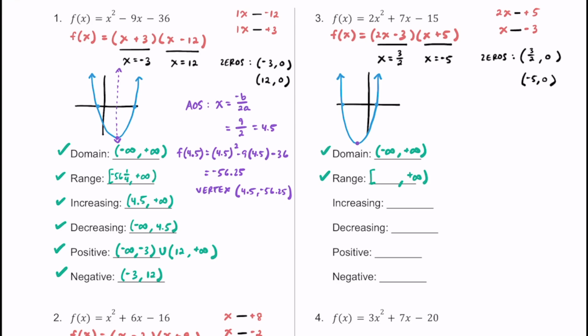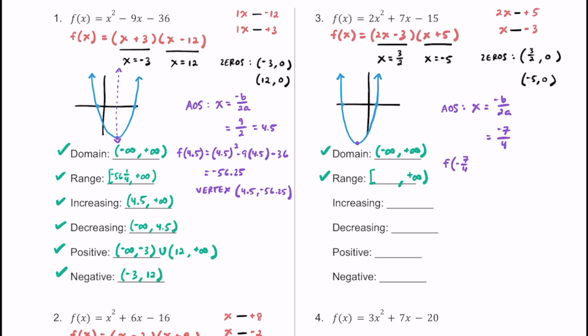Again, when we do that, we have to find out the AOS first. So let's use -b over 2a. That's going to be -7, right? b is 7, so it'll be -7 over 2a. 2 times 2 would be 4. And so I think we're going to have -7/4 for our AOS. So that's going to be our x value for the vertex.